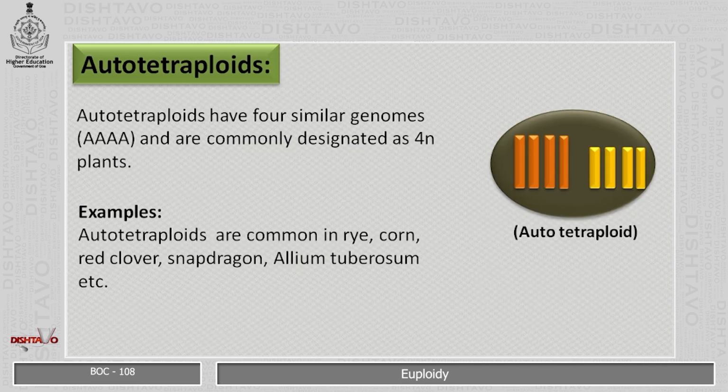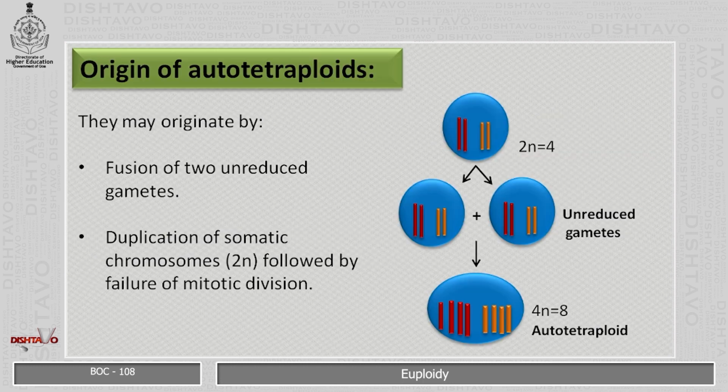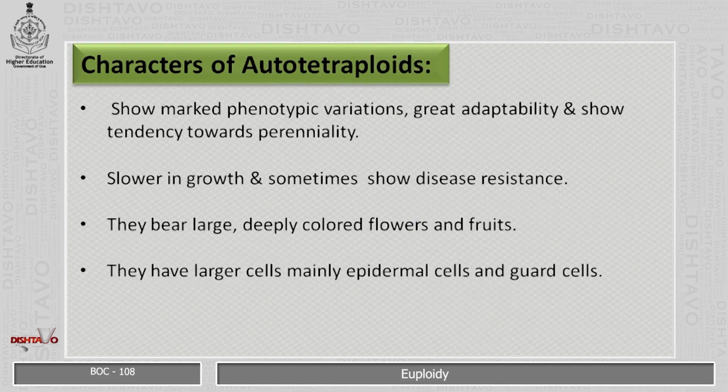Autotetraploids. Autotetraploids have four similar genomes and are commonly designated as 4N plants. You see them in rye, corn, red clover, snapdragon, Allium tuberosum, etc. Origin of autotetraploids. Autotetraploids may originate by fusion of two unreduced gametes or duplication of somatic chromosomes followed by failure of mitotic division.